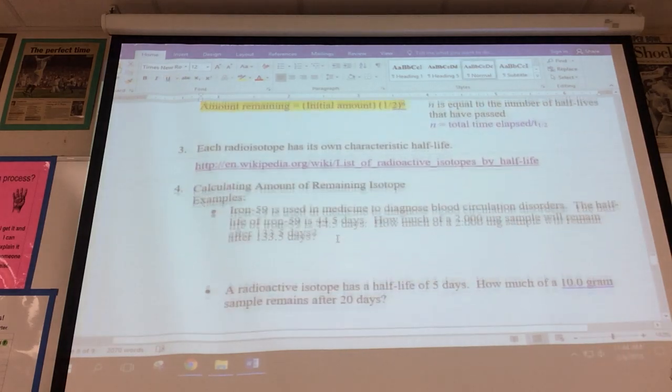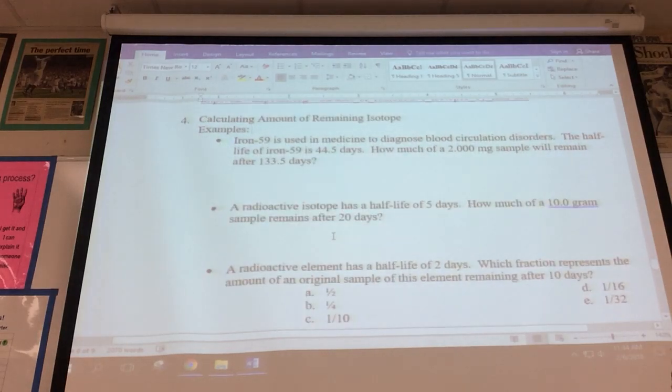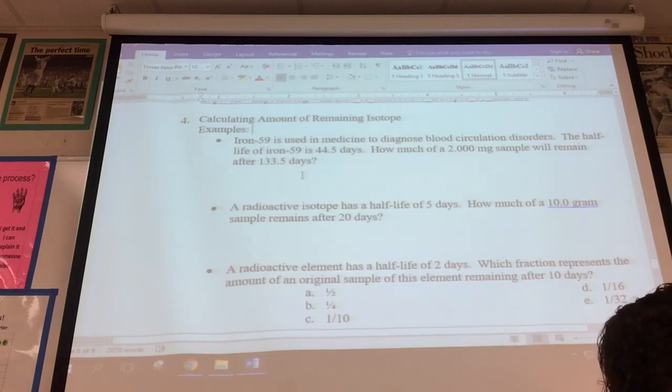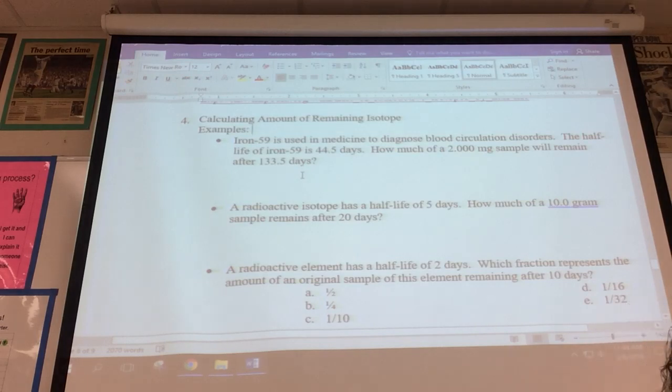There are three very simple problems here. Let's work through the first one together to make sure that we can calculate the amount of remaining isotope. In the first one, it says iron 59 is used in medicine to diagnose blood circulation disorders. The half-life of iron 59 is 44.5 days. How much of a 2 milligram sample will remain after 133.5 days? Let's get that information down and you'll see just how easy it is to process.